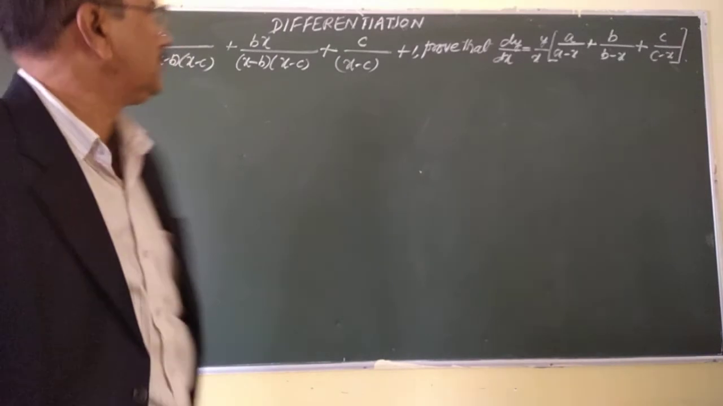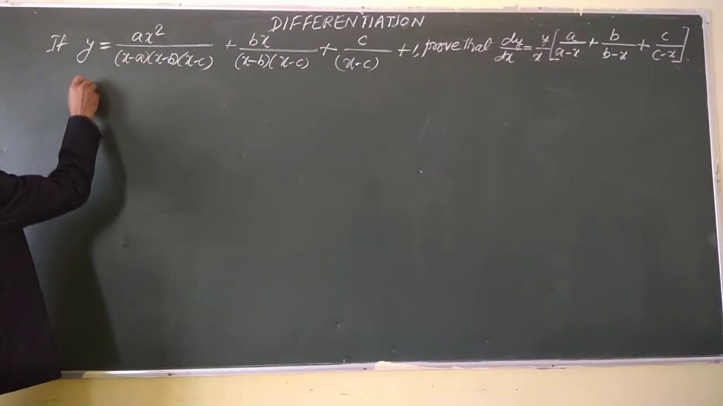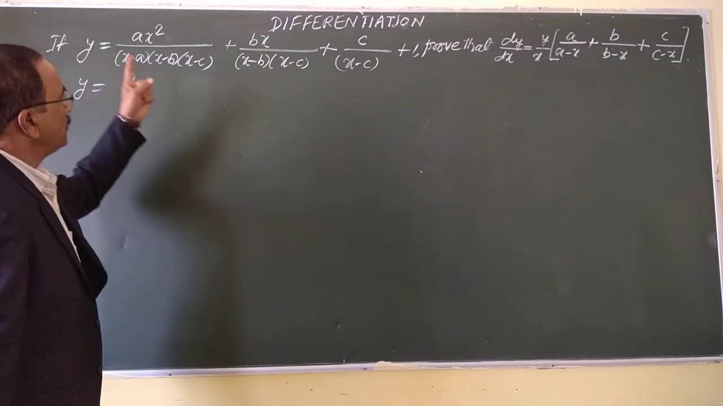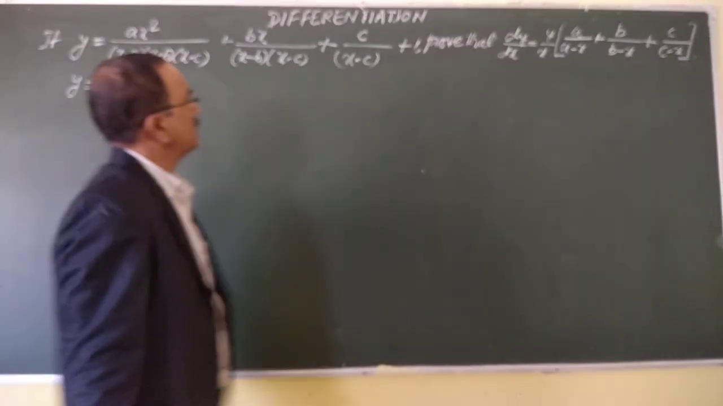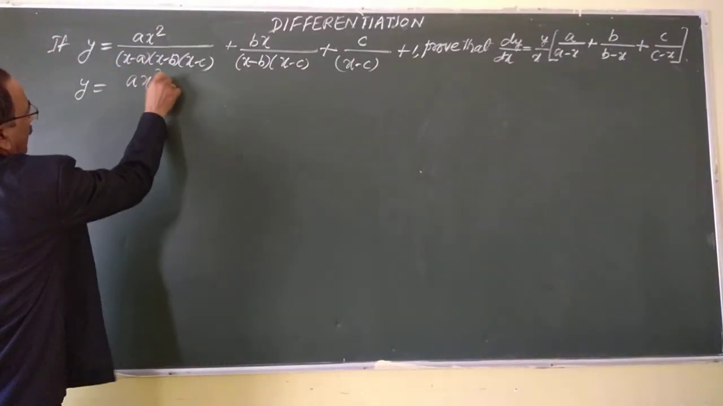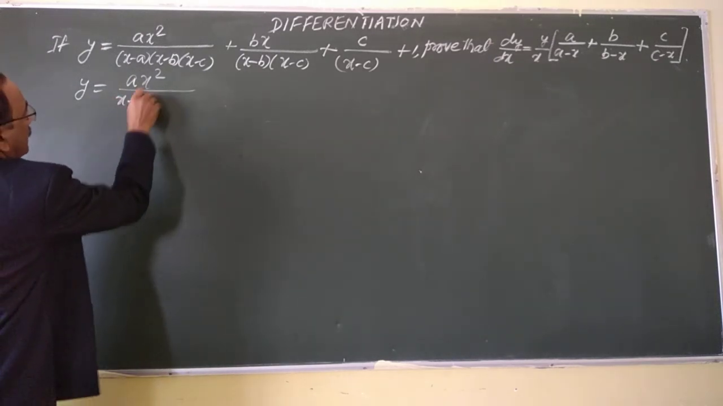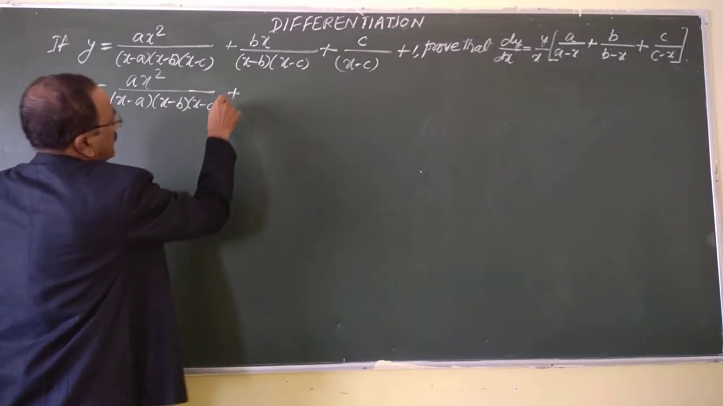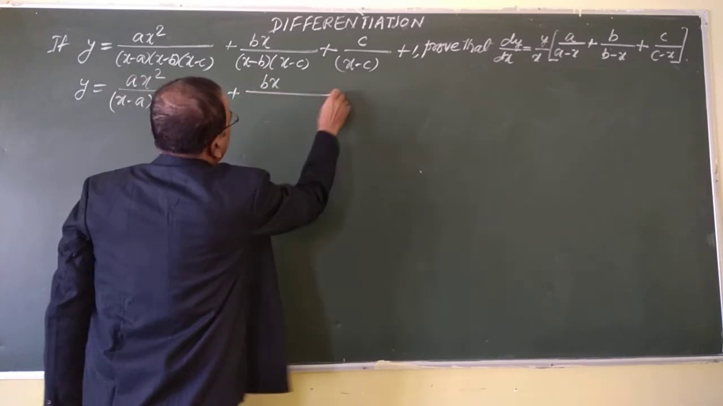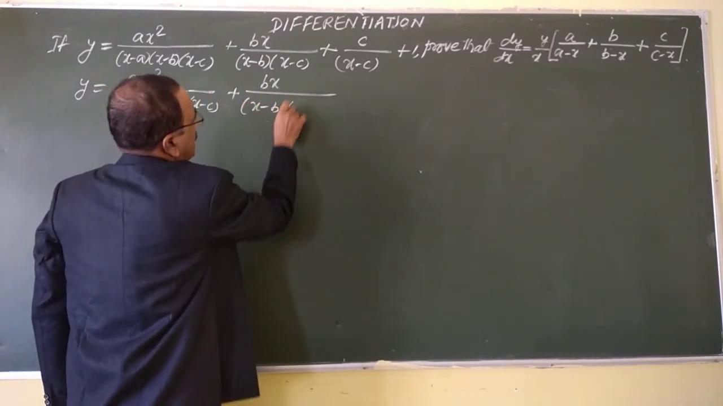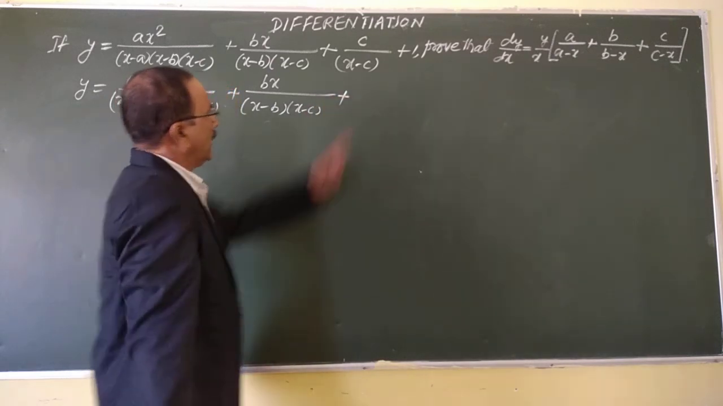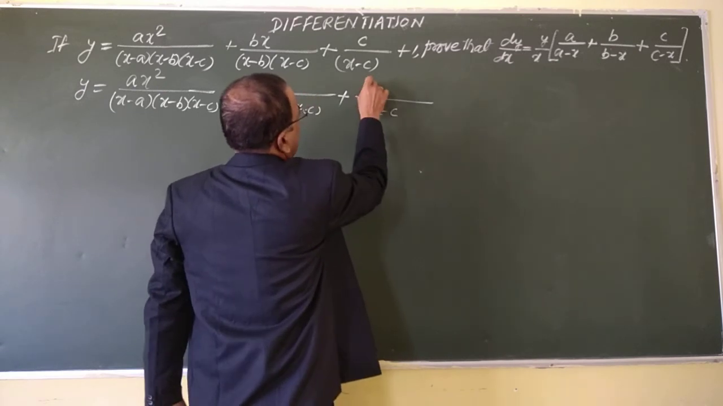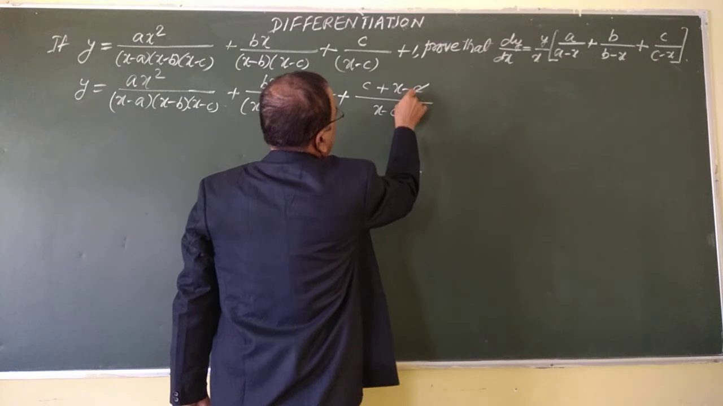So, y is equal to ax square. Actually, this question we have to start solving from last two terms. Ax square upon x minus a, x minus b, x minus c plus bx upon x minus b, x minus c plus, now take these two terms together and we are going to take LCM x minus c, c plus x minus c. Here minus c and plus cancel.